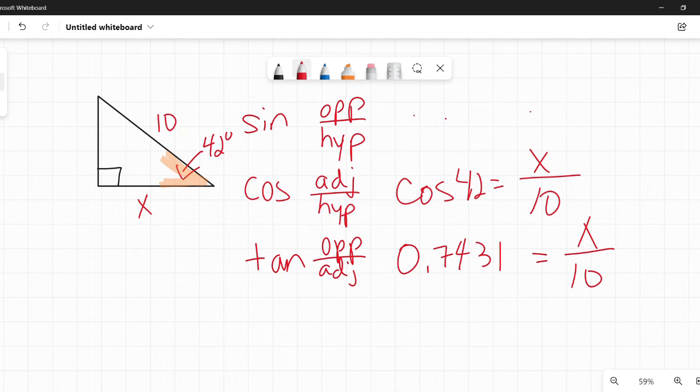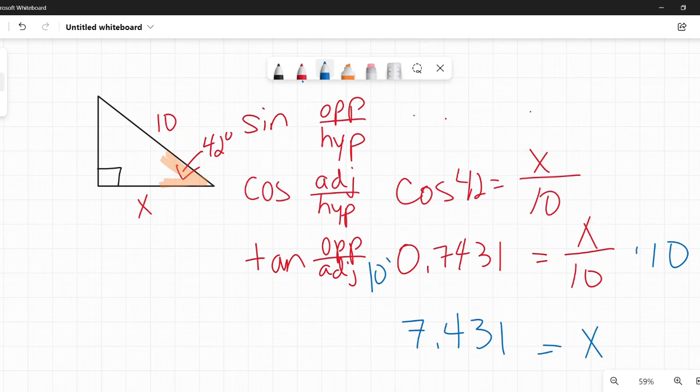Now this is a pretty straightforward algebra problem. x is being divided by 10, so to undo that, I want to multiply both sides by 10. So that gives me that x is equal to 7.431. So there you have it. Those are 2 examples of the sort of introductory problems you're going to get with sine, cosine, and tangent.